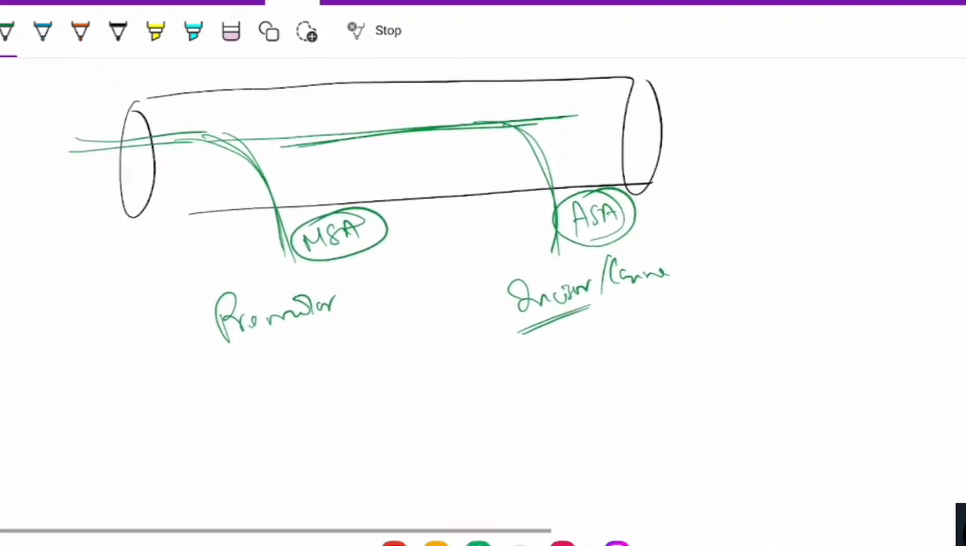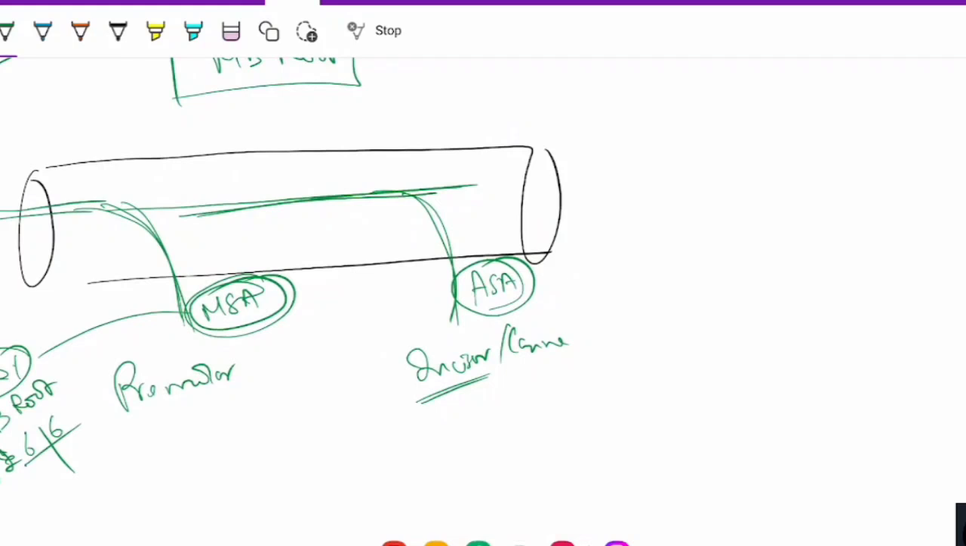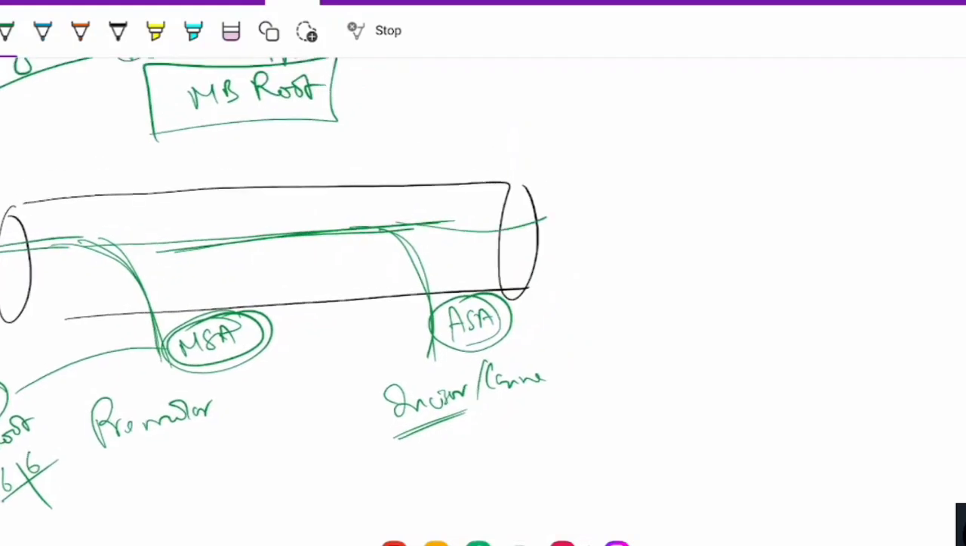The anterior is known as ASA, and sometimes MSA, in 22% of cases, supplies the mesiobuccal root of the first molar, that is 6, right? And that is why we give that block. And then it exits out.